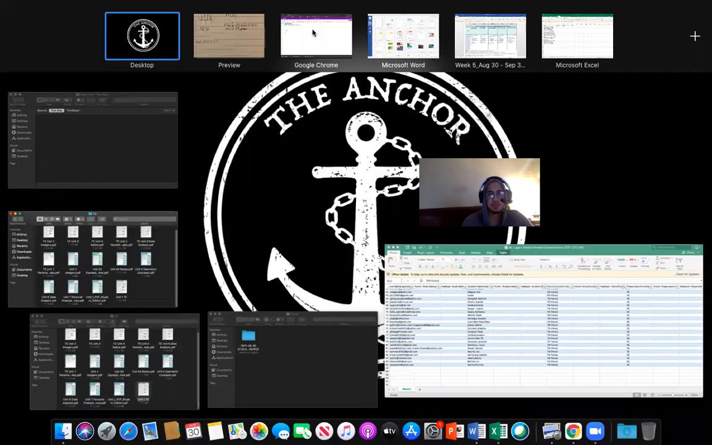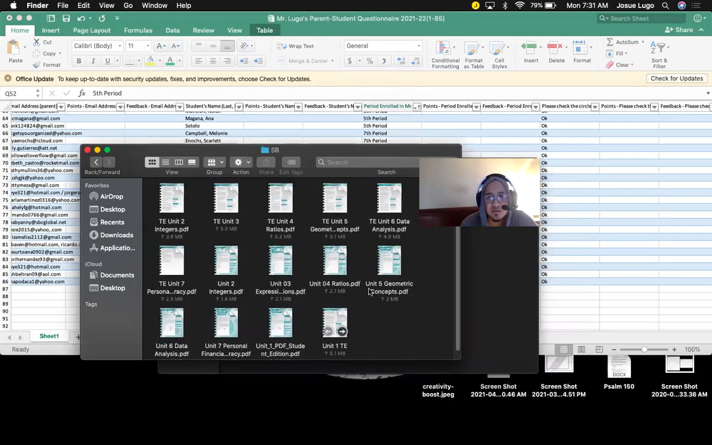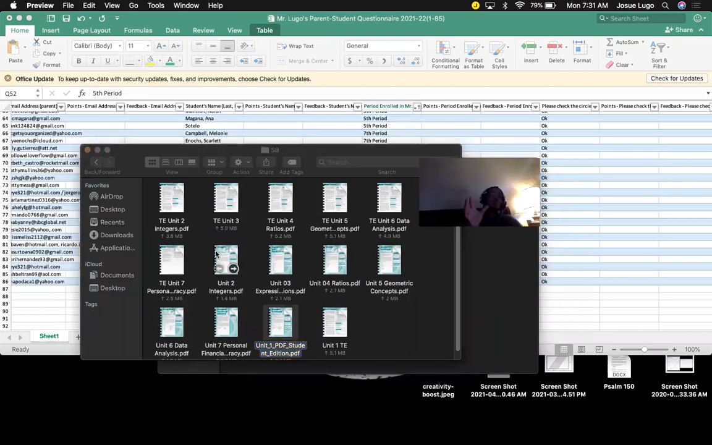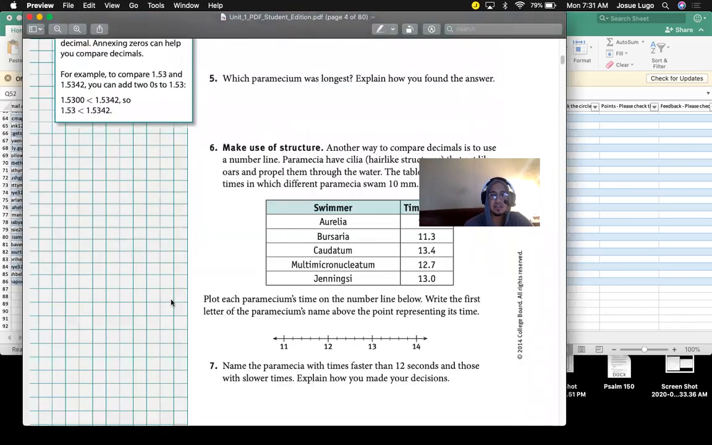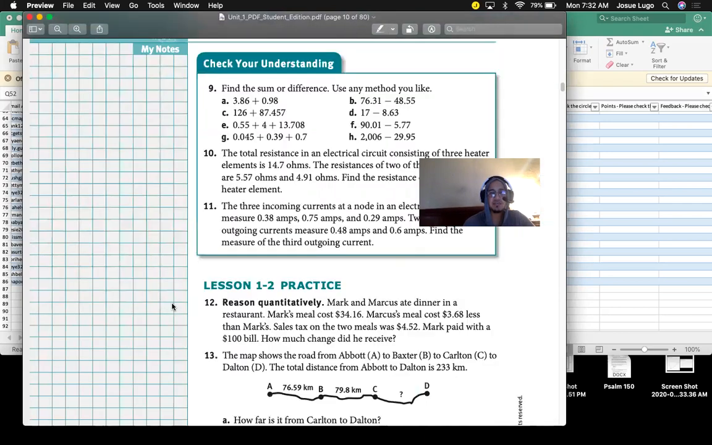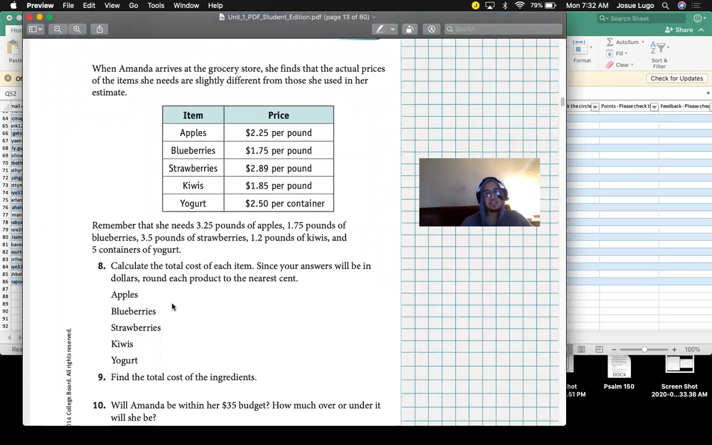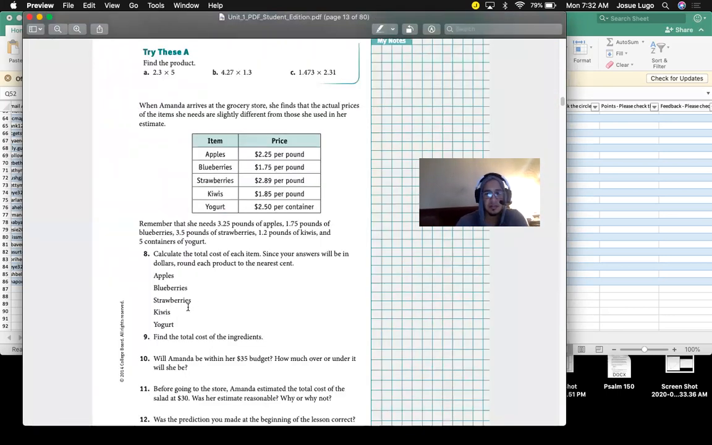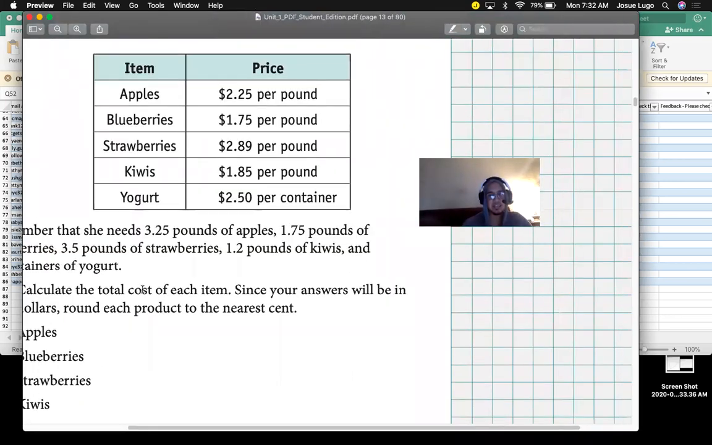Is it open yet? No, it's not open yet. I'm sorry, I'm having some really bad difficulties. I think I can just open it right here. Again, we're just going to multiply the cost for each of the items here times the number of pounds that we actually need.